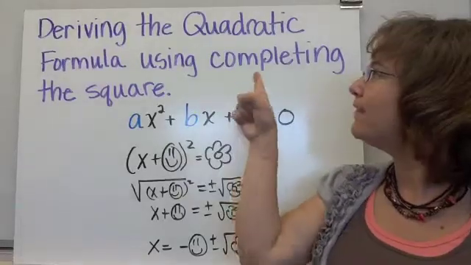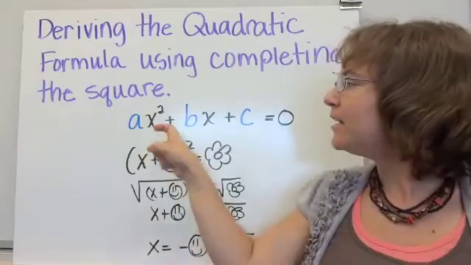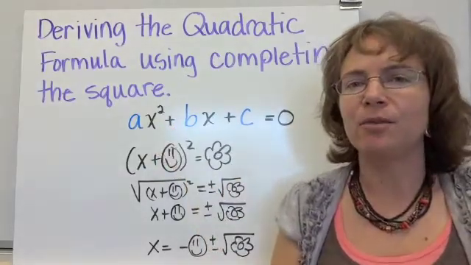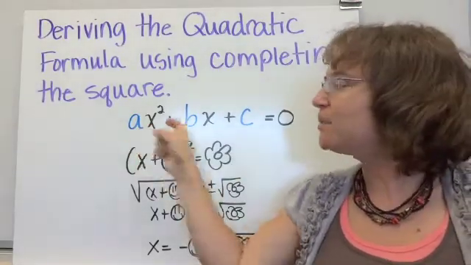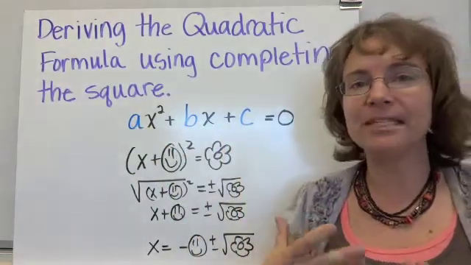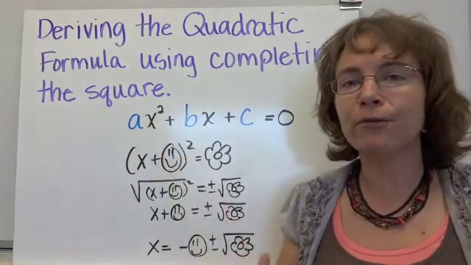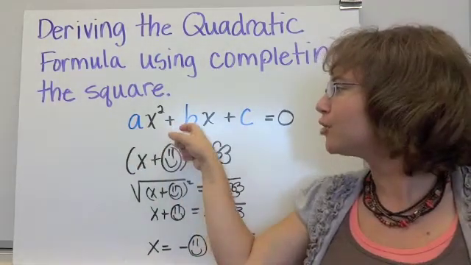We're going to be deriving the quadratic formula using completing the square. Now we have a general quadratic equation. What I mean by general is that it's not specific. It doesn't have certain numbers. The a, b, and the c actually represent any number. Those could be any numbers. They're variables. They're also coefficients, or numbers in front of my terms.